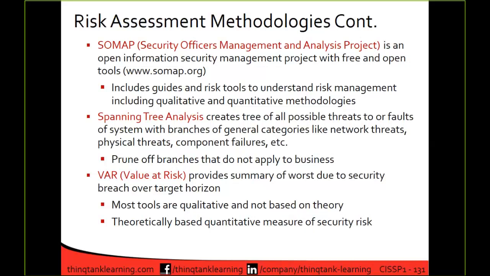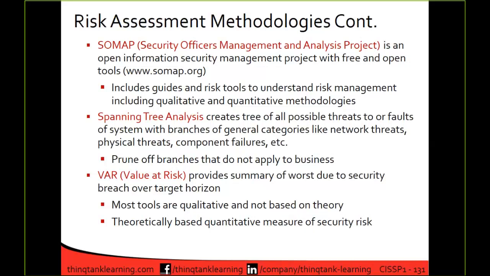The Security Officers Management and Analysis Project. If you go to somap.org, there's a lot of great information on that site that gives you different ways of analyzing the threats in your environment. You may be directed by a specific certification in the industry to use a specific process in doing your risk assessment, right?